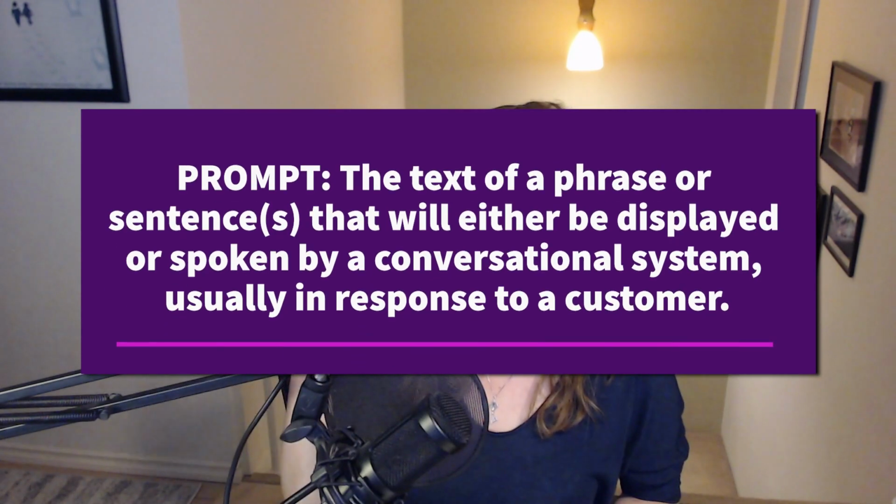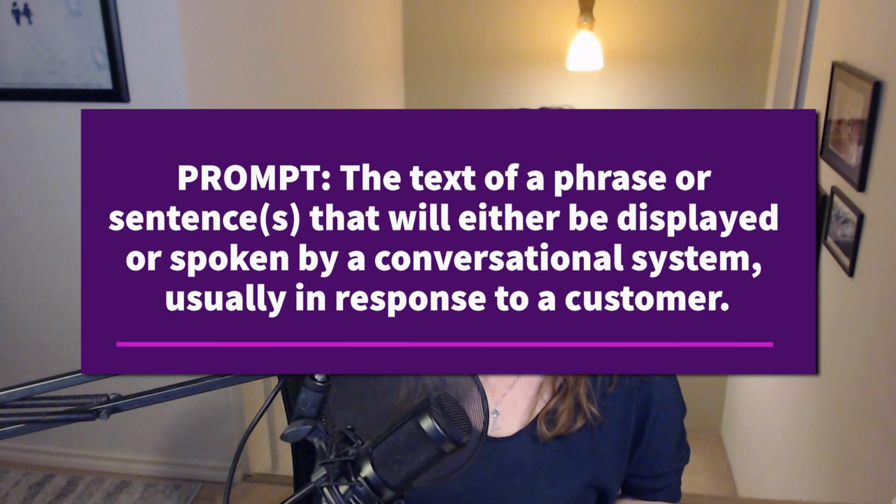We also talk about things like prompts, and prompts are the thing the system says back to you. So most of your interactions are going to have prompts at some point.